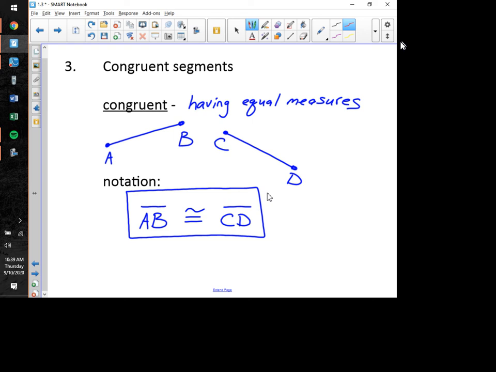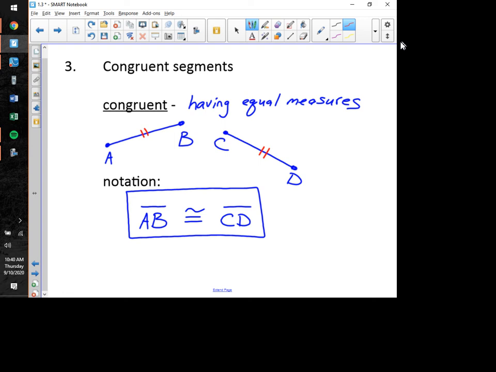If two line segments in one diagram are congruent, we use the same number of tick marks to show that they're the same length. For example, I could put one tick mark here on line segment AB and one tick mark here on line segment CD, and that tells me that those two segments are congruent. Or we could put a double tick mark on AB, and now we would need a double tick mark on CD. But the same number of tick marks on each segment indicates that those two segments are congruent.